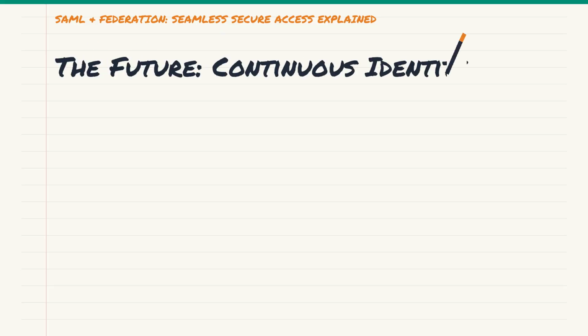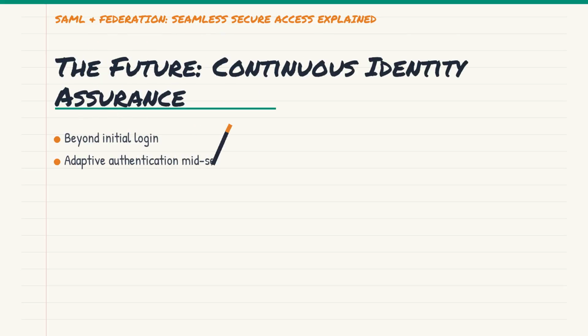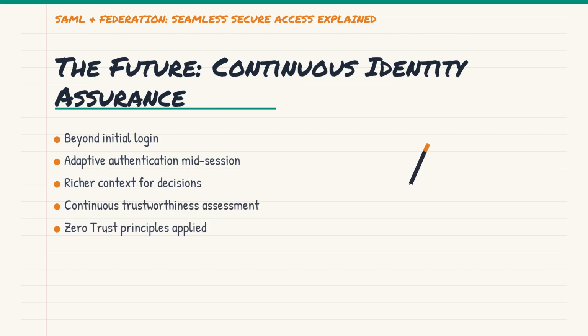The trend is towards continuous identity assurance. SAML is great for initial login, but what about ongoing authorization decisions? Emerging standards and patterns leverage richer context and real-time signals. This might involve adaptive authentication that reevaluates trust mid-session, or using OAuth for finer-grained API access after the initial SAML SSO. The goal is to move from a set-it-and-forget-it model to one where identity trustworthiness is continuously assessed, especially in high-risk scenarios. This is where a zero-trust approach truly shines.